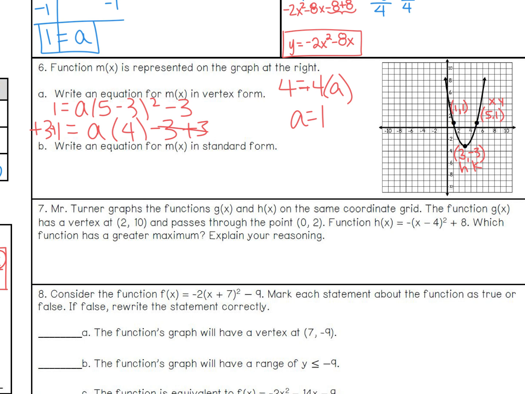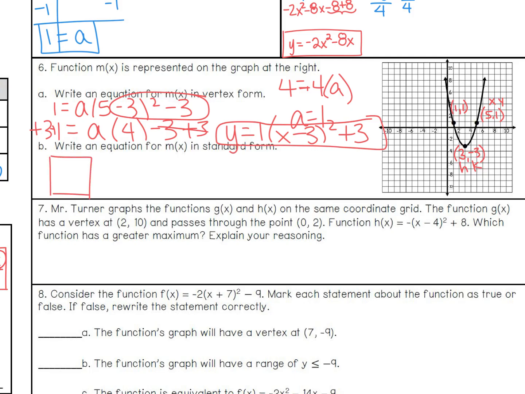A is 1. So my vertex form is going to be y equals, you could put the 1 if you wanted. And then remember, this part's just going to stay the same. X minus 3 quantity squared plus 3. Okay, if we needed to change it to standard form, we would do our box, right? X minus 3. Be very careful with your signs here. X minus 3.